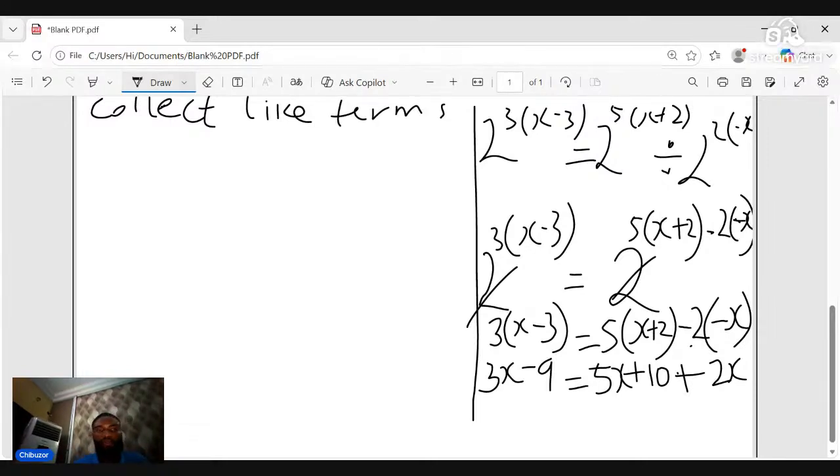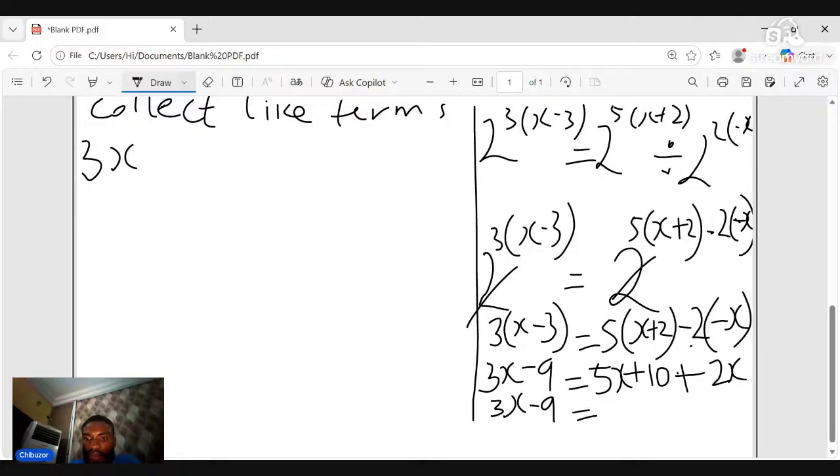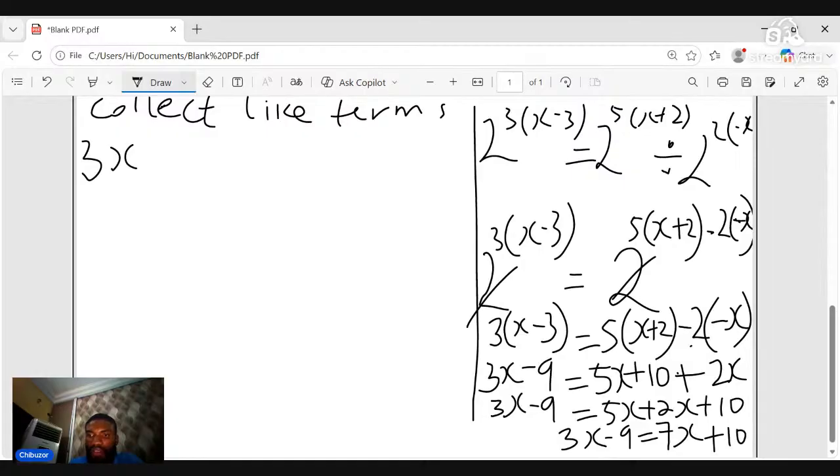So when we collect like terms, 5x will come over to this side. Or we can just finish up this side first by collecting the like terms of this side. We'll say 3x minus 9 is equal to 5x plus 2x plus 10, right? Here we collected these like terms. We'll have 3x minus 9 is equal to 5x plus 2x will give us 7x plus 10.